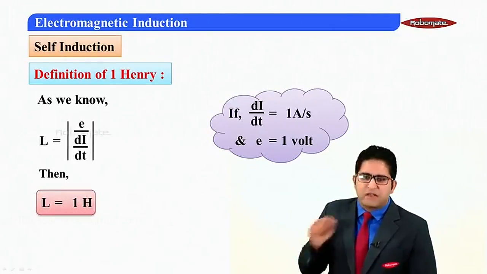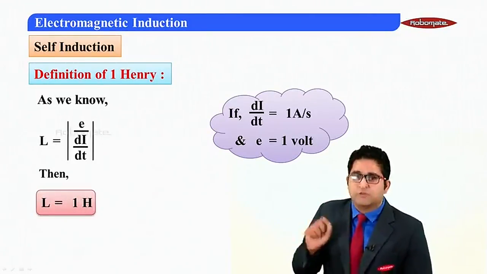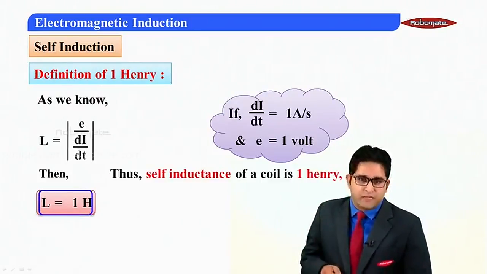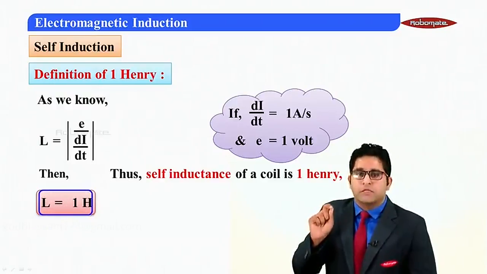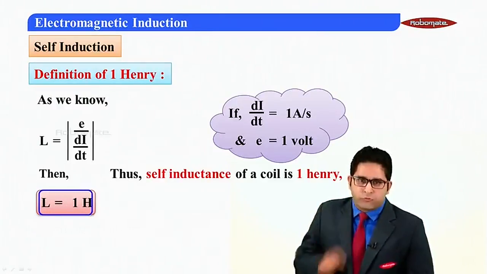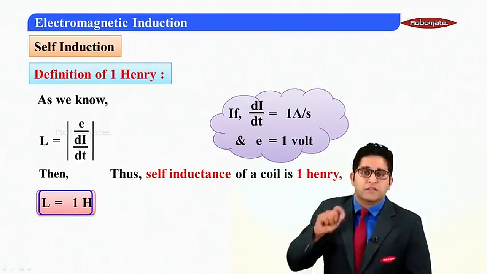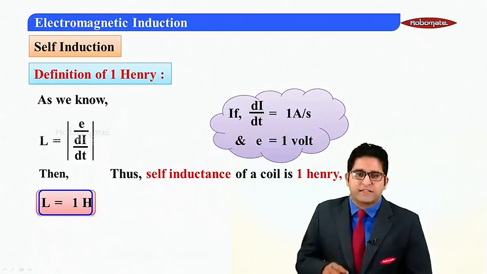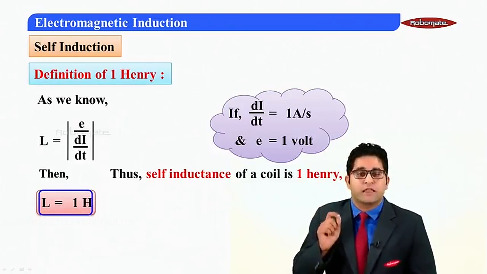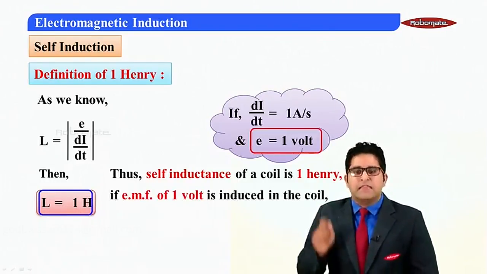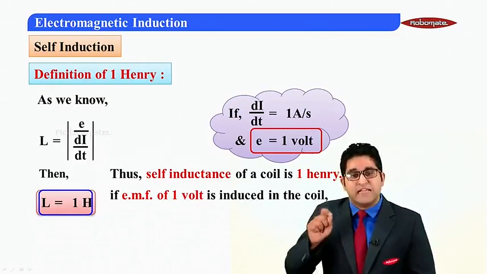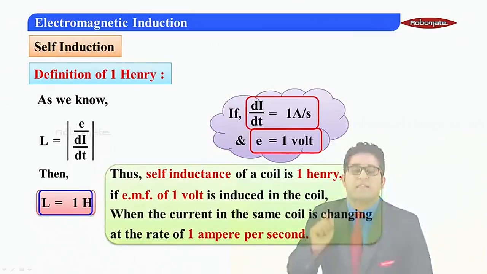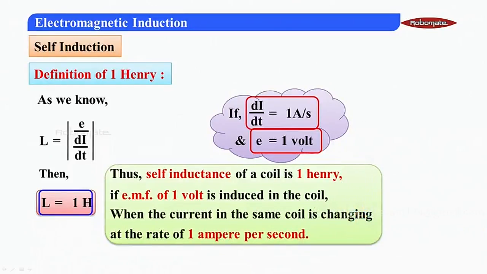So let me define this particular term. The coefficient of self-inductance or self-induction is said to be 1 Henry when the EMF induced is equal to 1 volt and the current in the coil is changing at the rate of 1 ampere per second. So let us write it technically. Self-inductance of a coil is 1 Henry when an EMF of 1 volt is induced in the coil when the current in the same coil is changing at the rate of 1 ampere per second.